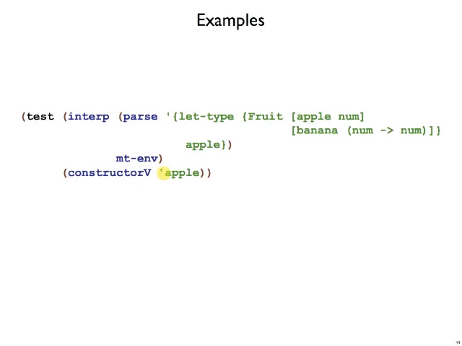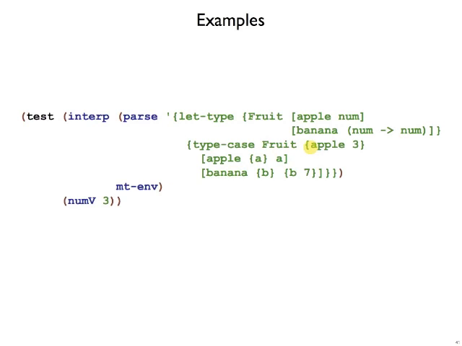And a constructor v has inside of it the tag. When you use a constructor v as a function, then the result is a variant v with the same tag. So the constructor v just needs to remember the tag here for making variants later. Similarly, if I just use banana directly, then I get a constructor v with the banana tag.